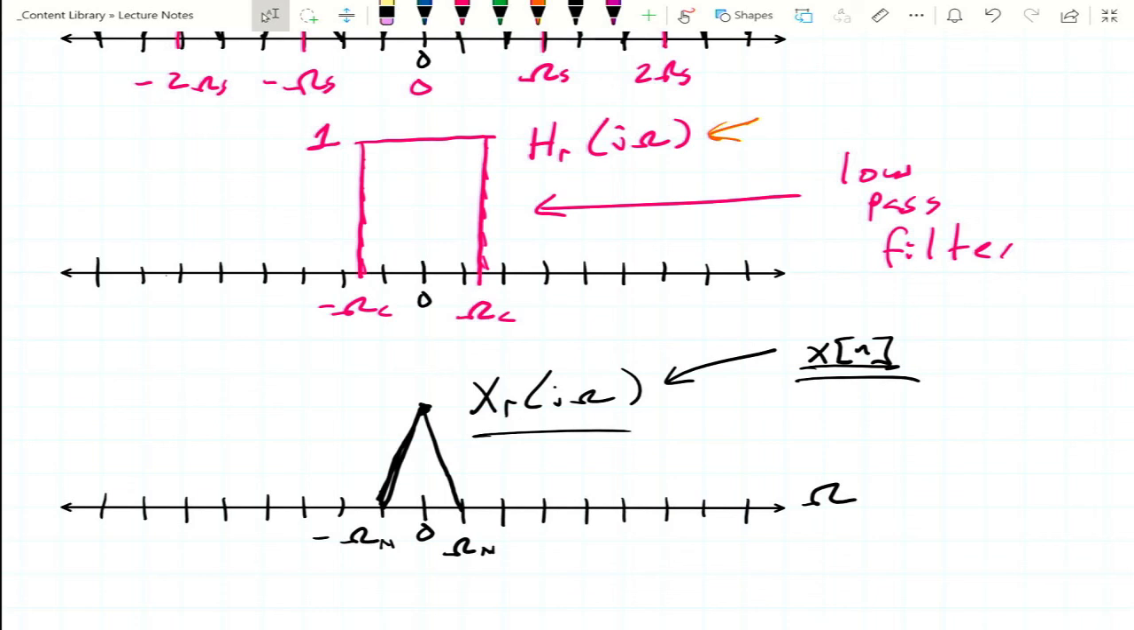Something like a bandpass filter would look like this. It would be a thing out here, 2, 3, and it's like a complement over here. Okay. That's what a bandpass filter would look like in this kind of a graph. Okay.